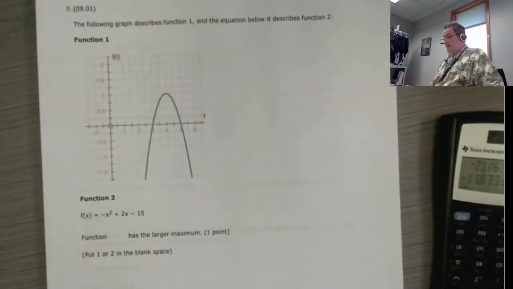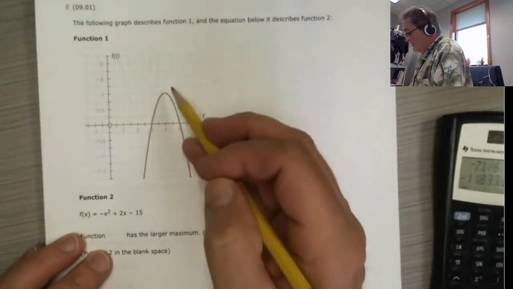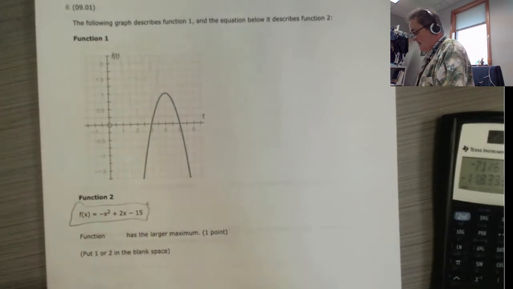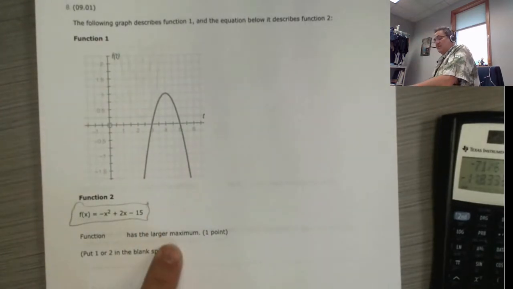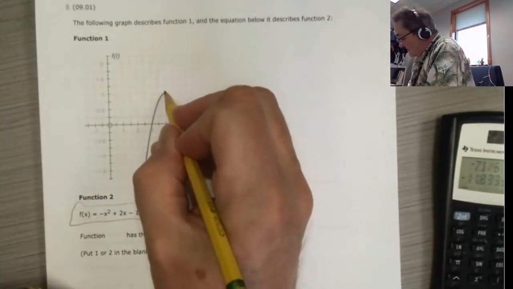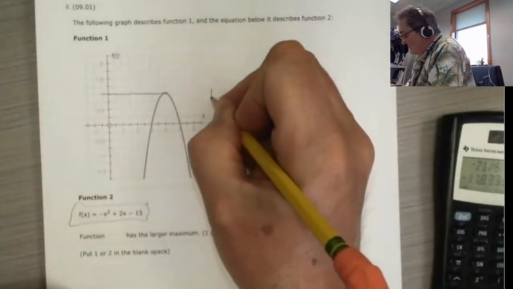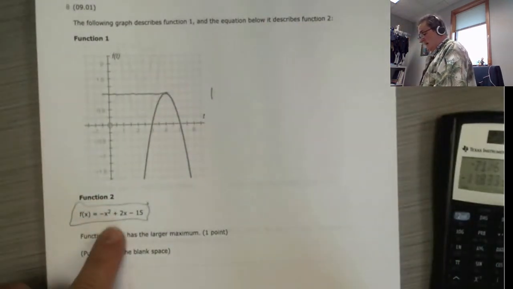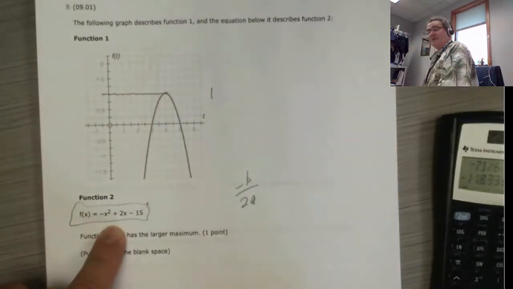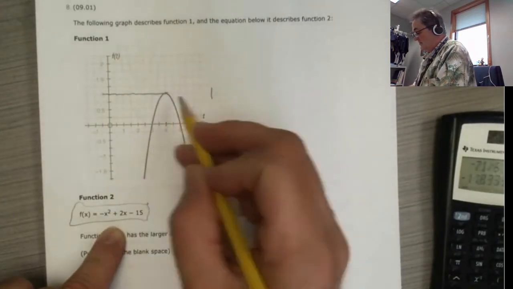All right. Okay, the following graph describes function 1. So here's function 1. And here's function 2. Function 2 is this function right here. And then we'll know which, again, has a larger maximum. So this time, instead of a table, we have a graph. So we can look and see, well, the maximum is right there, which is at 1. So this maximum is 1. Okay, again, we can do the negative b over 2a to figure out what is the x. See, the x here was 4. When it was 4, the maximum was 1.